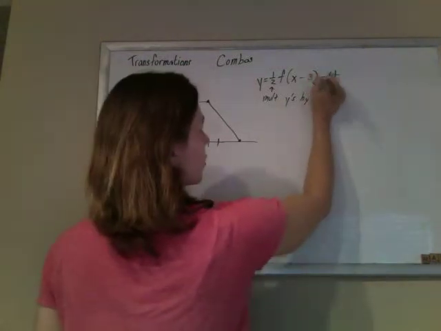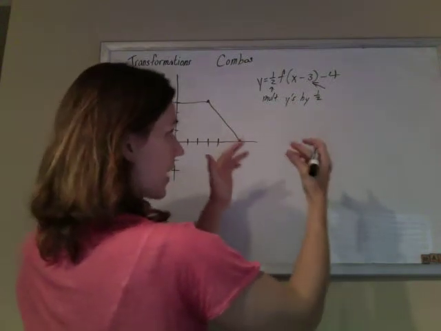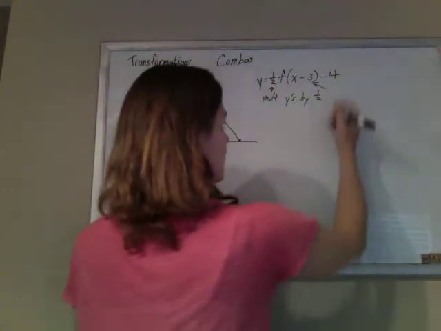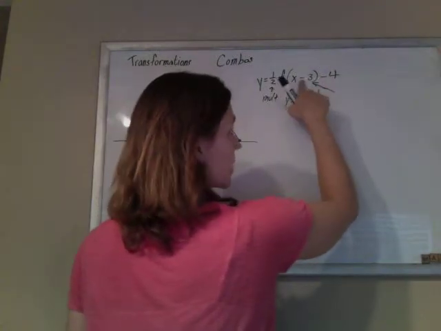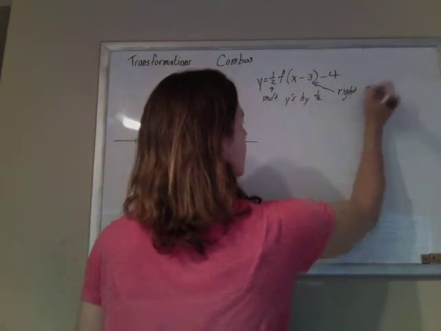That 3 there is grouped in with the x, so it's going to affect the x, the horizontal motion, and when it's grouped in, it does the opposite of what you expect. So it looks like you're going to the left. No, you're going to the right. You are going to the right 3.